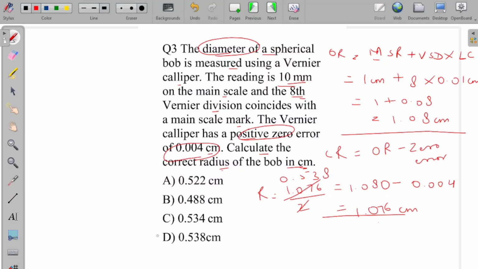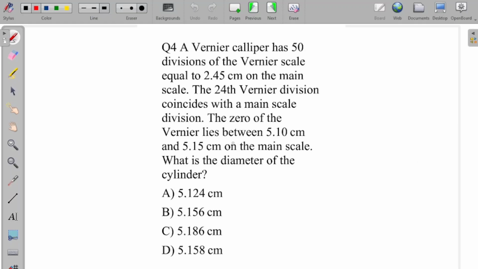0.538 is the answer. So option number D is correct here. Now next question is question number 4. A vernier caliper has 50 divisions of the vernier scale equal to 2.45 centimeter on the main scale.